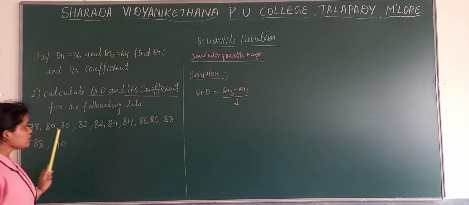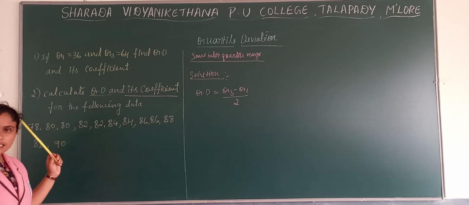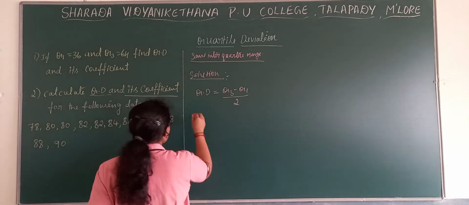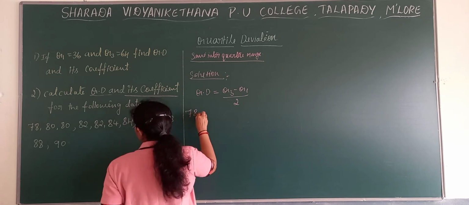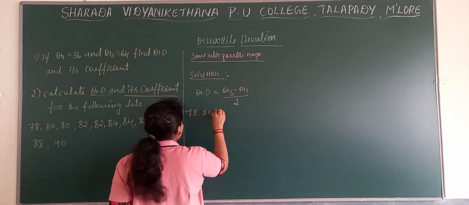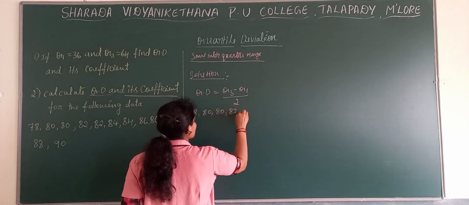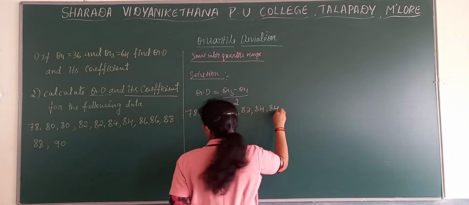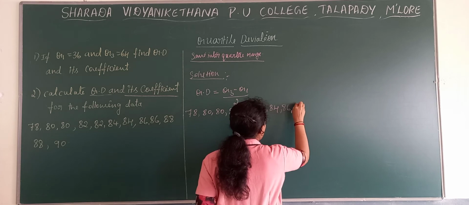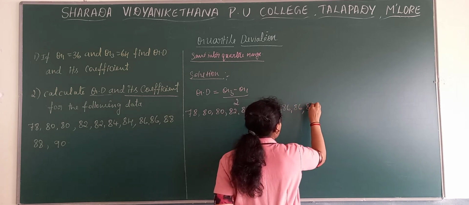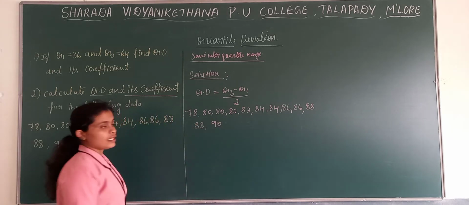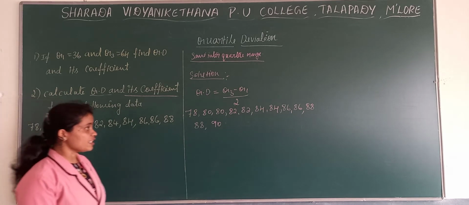Now see the given data. This given data is in ascending order, so there is no need to arrange it. You will just write the data there: 78, 80, 80, 82, 82, 84, 84, 86, 86, 88, 88, then 90.